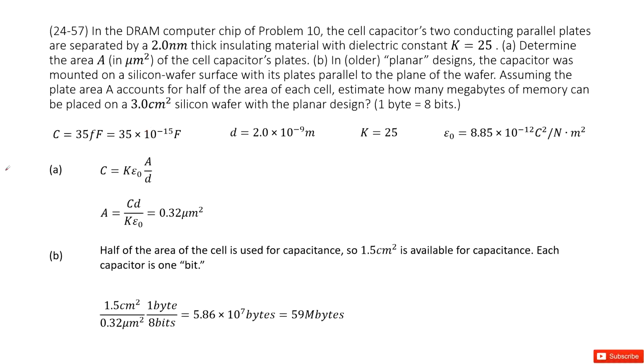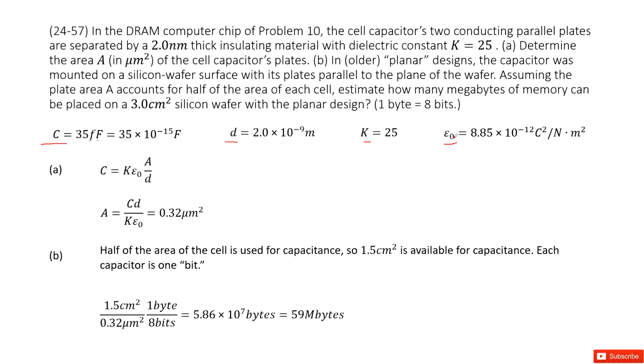It tells us the capacitance for this capacitor is 35 farads, and also the distance between the two planes is 2 nanometers. We write it there. It also tells us the dielectric constant is 25, and we can get the constant epsilon naught in our textbook. And first, determine the area A of the cell capacitor planes.